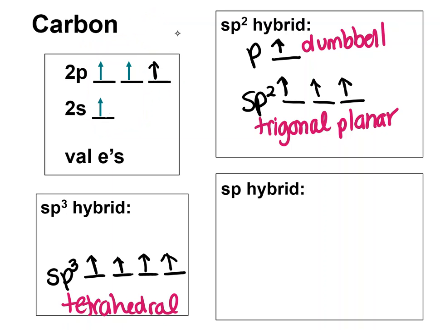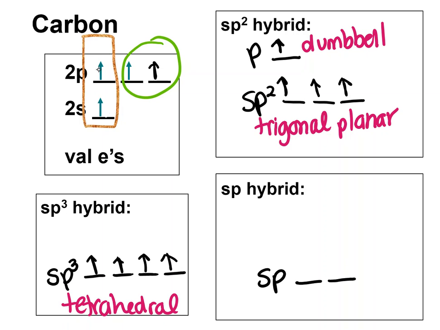Okay, let's see how we get an sp hybrid. To get an sp hybrid, we're going to just take these 2, which will leave 2 of the p orbitals left over. So my sp hybrid will have 2 orbitals because I used 2 to make it. They'll each have an electron. And then I have p orbitals left. There are 2. So I've got 2 in the hybrid, 2 in the p orbitals.